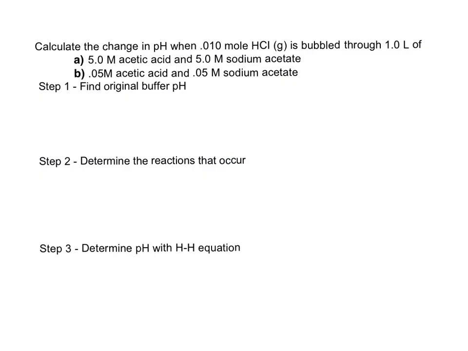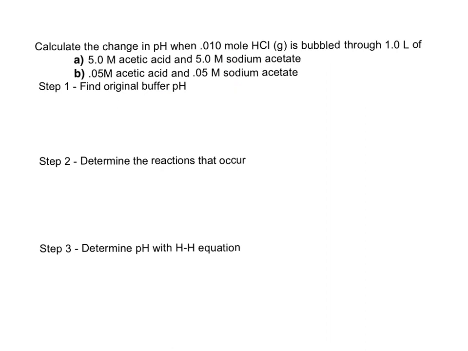So in this problem, I have two buffers. Both of them are the same substances. I have acetic acid and sodium acetate. One of the buffers, I have 5 molar of each. The other buffer, I have 0.05 molar of each. So this one's 10 times the concentration of that one. But both the acidic and basic portions are the same concentration. So first, I'm going to start by finding the original pH of just my buffer.